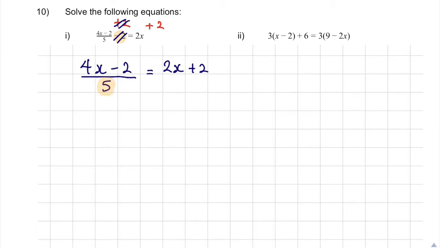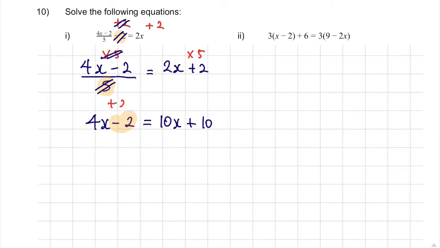Now the next thing I want to get rid of is the 5. That is the furthest away from the x. And to do that, I need to multiply by 5. So multiply by 5 and multiply by 5. When I do that, this multiplication by 5 and this division by 5 will cancel. So on the left-hand side, I have 4x minus 2. On the right-hand side, I multiply everything by 5. So the 2x is multiplied by 5, which is 10x. And the plus 2 is multiplied by 5, so that is plus 10. The next thing I want to eliminate is this minus 2. And to do that, I need to add 2 to both sides.